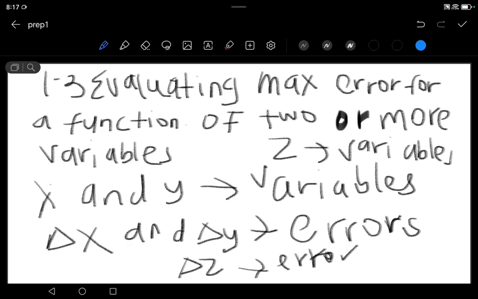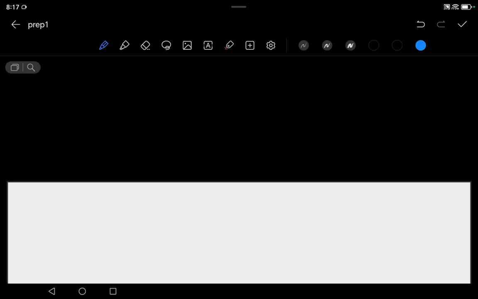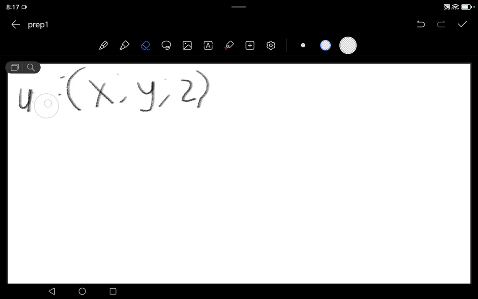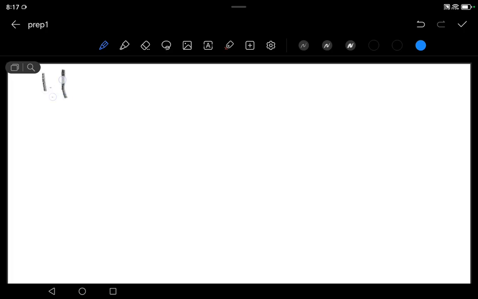Okay, and then for function, let's say for example, we have a function f with x, y, z, and they want us to derivate. Let's say u equals f of x, y, and z, like this. And then they want us to derivate a function with these variables x, y, z.